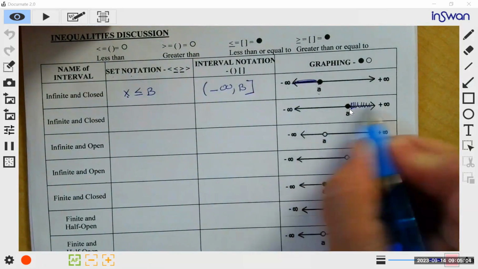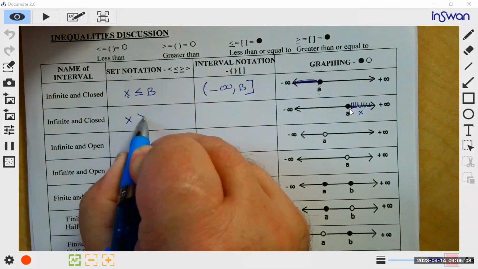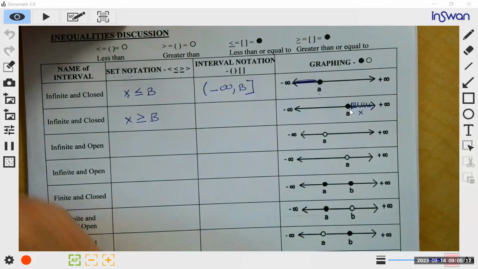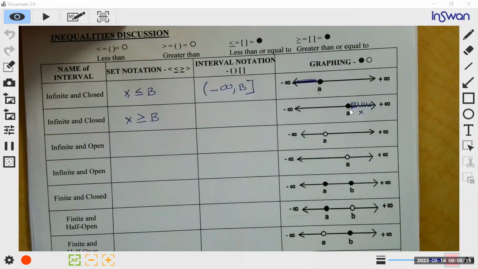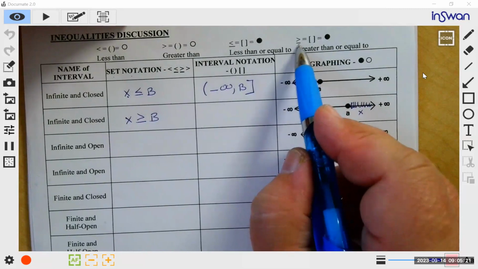We're going this way now. So remember, this is the X line. All of my X's are greater than or equal to B. Why is it equal to B? Because it's a solid dot. If it's solid, that means I have an equality.